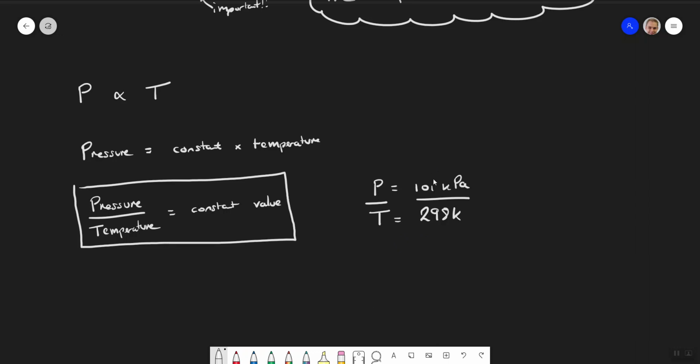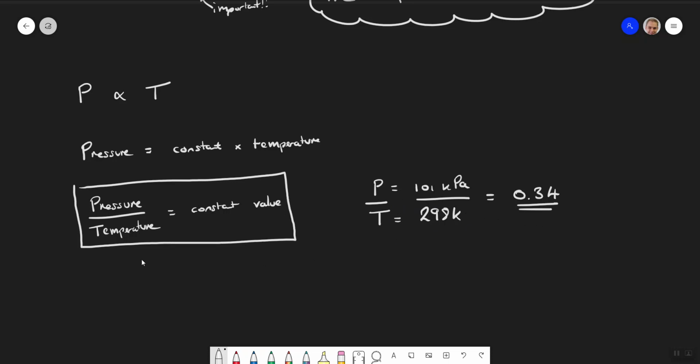Doing 101 over 298, I get 0.3389, so I'm going to go with 0.34. That's our constant. Well, we can ask ourselves a question: what would happen if we doubled the temperature?